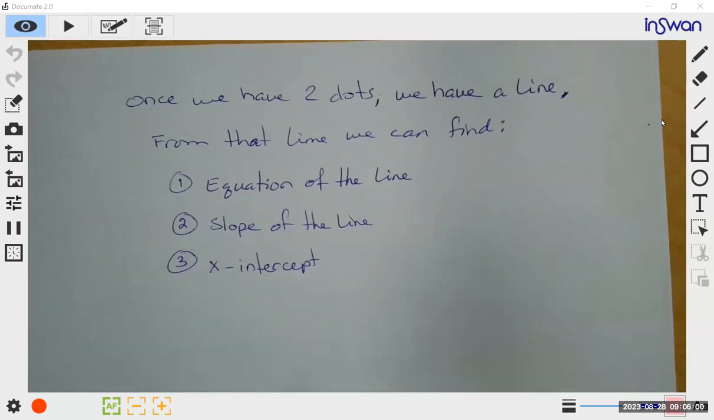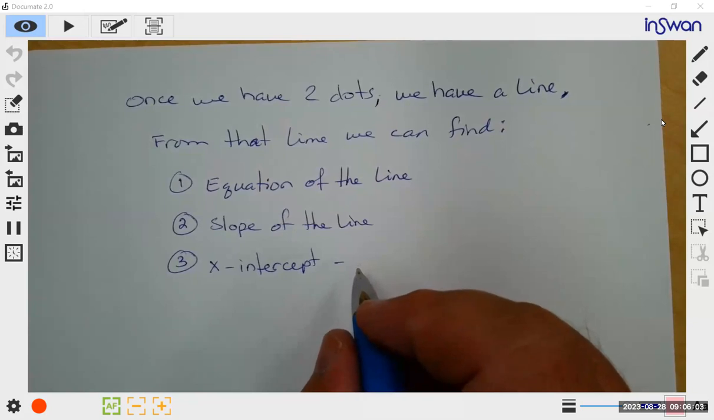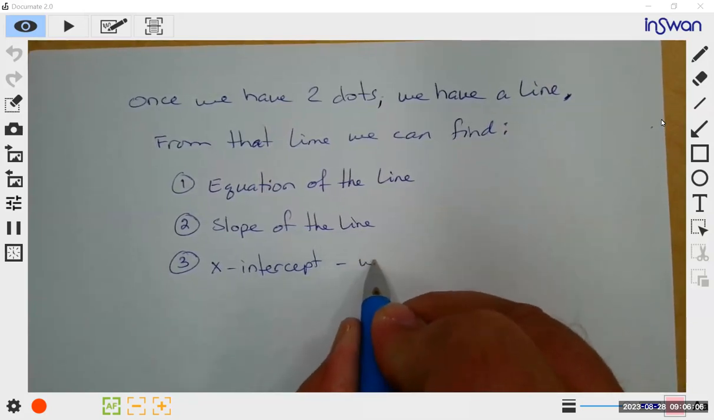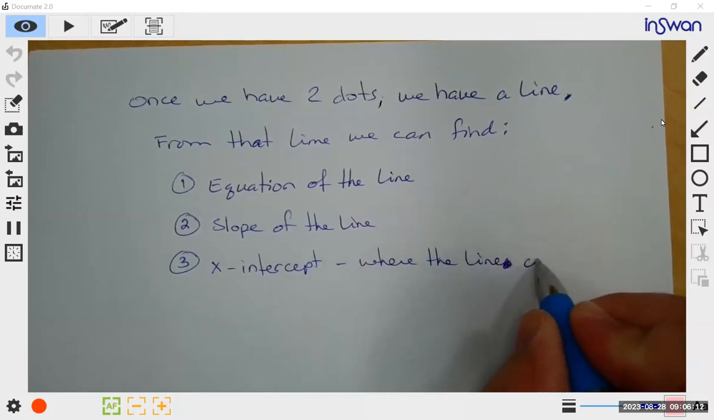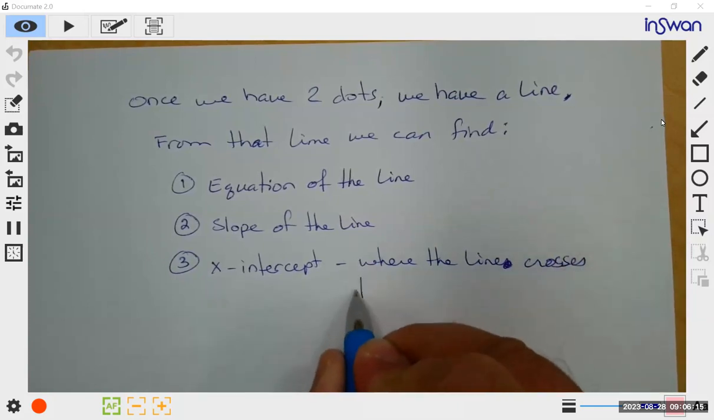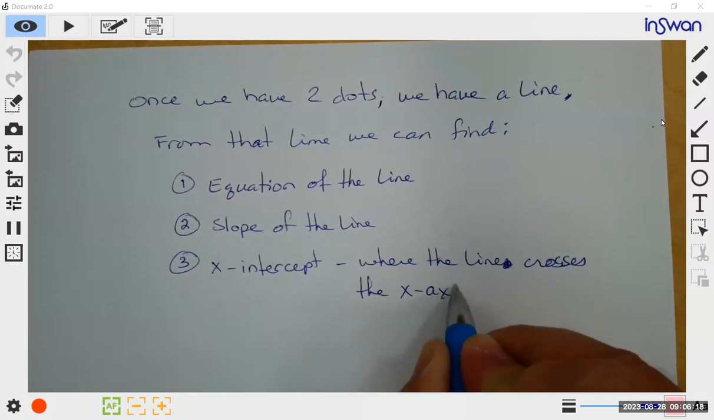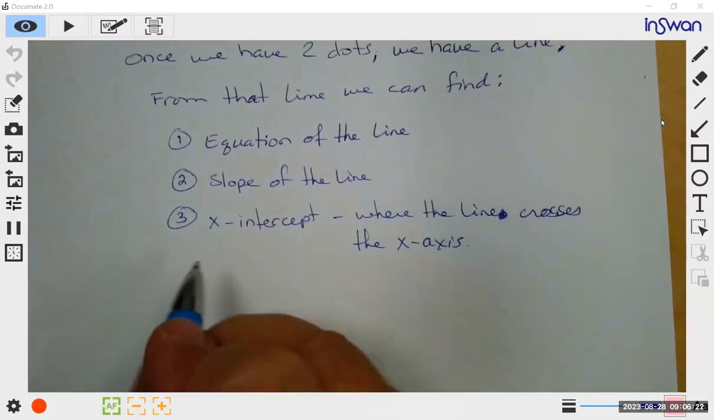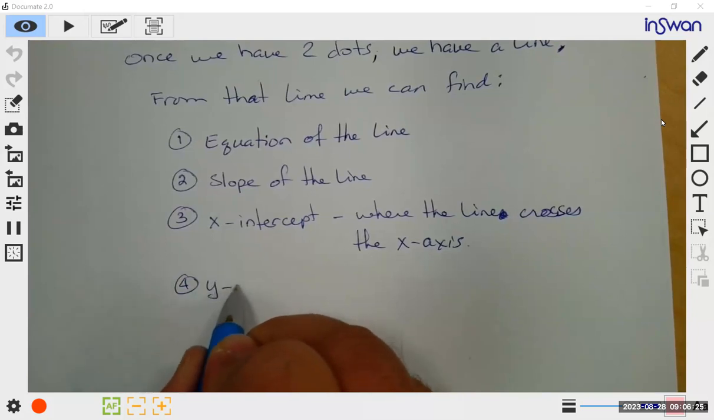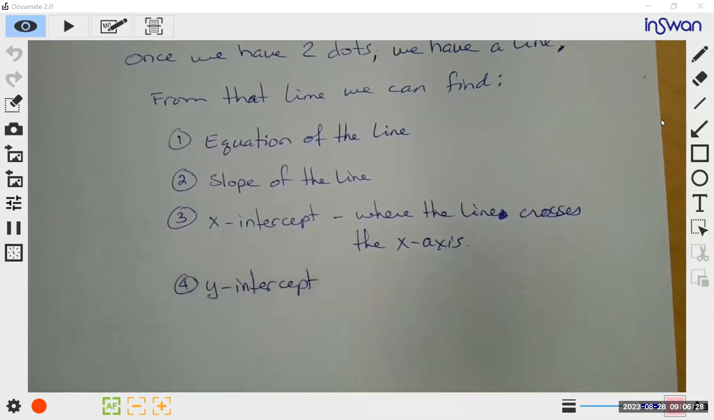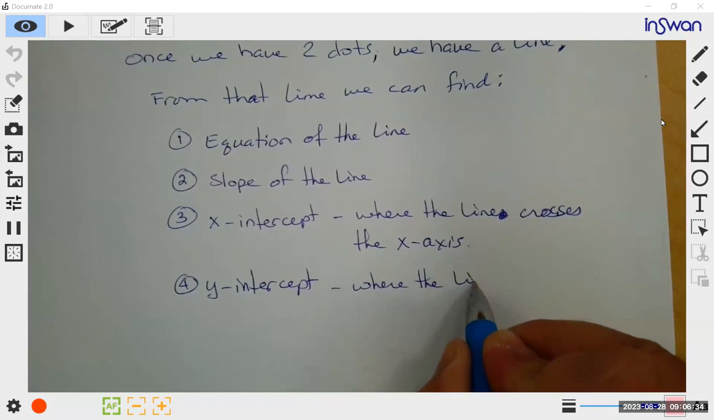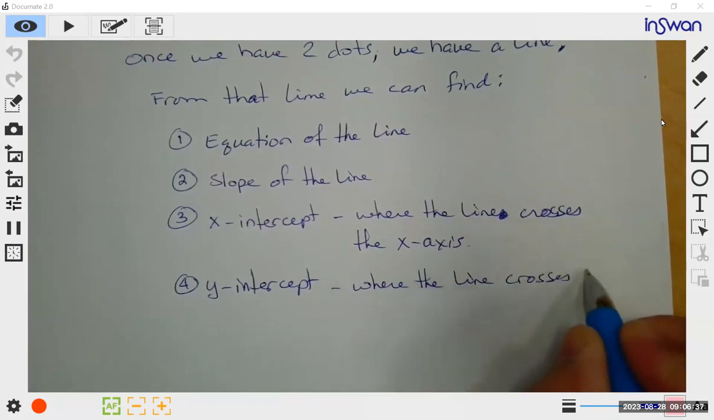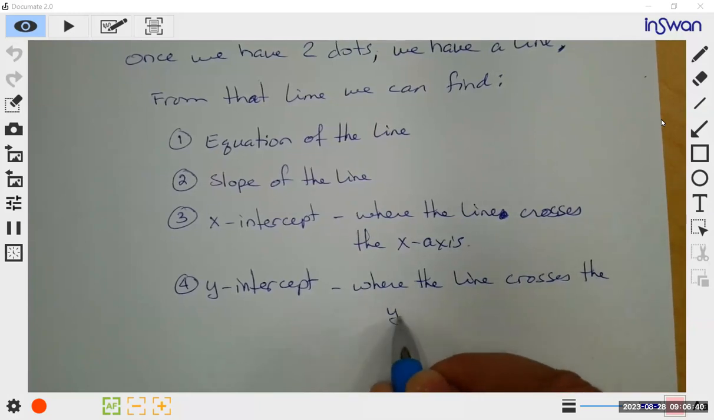What is an x-intercept? Very good, yes. It's where the line crosses the x-axis. We can also find the y-intercept. That's where the line crosses the y-axis.